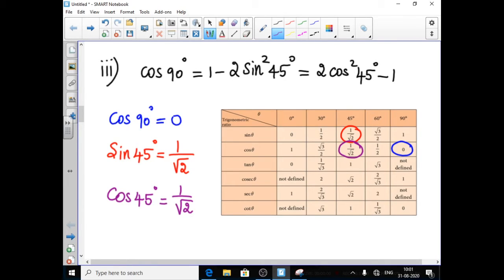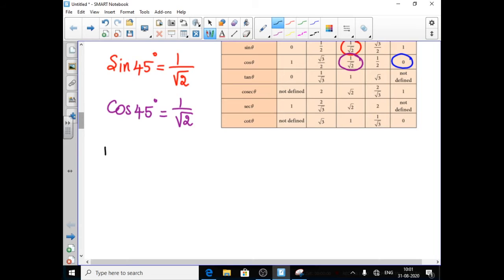So now we want to prove cos 90 degree is equal to 1 minus 2 sine square 45 degree, which is equal to 2 cos square 45 degree minus 1. Okay. So cos 90 degree's value we already found. So we can find 1 minus 2 sine square 45 degree.